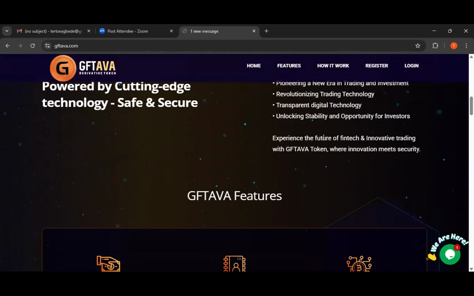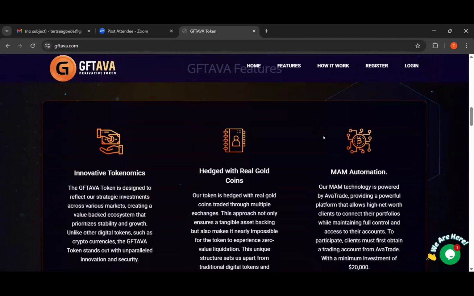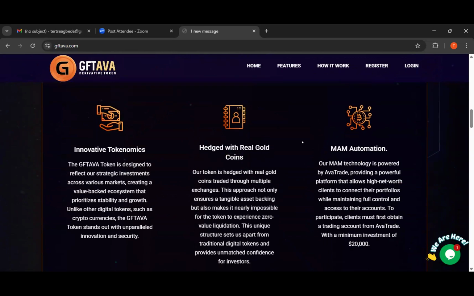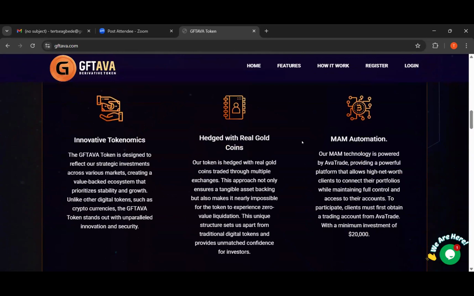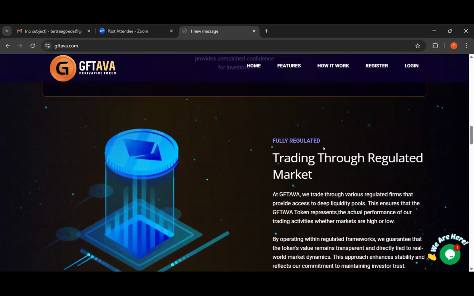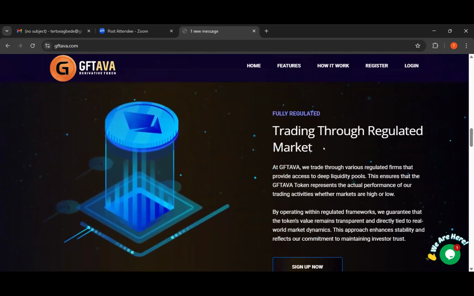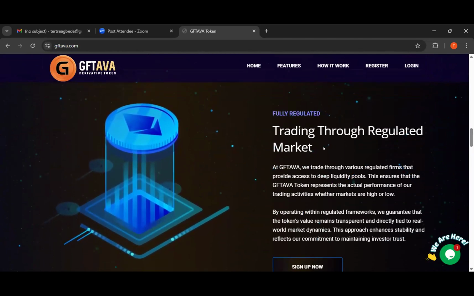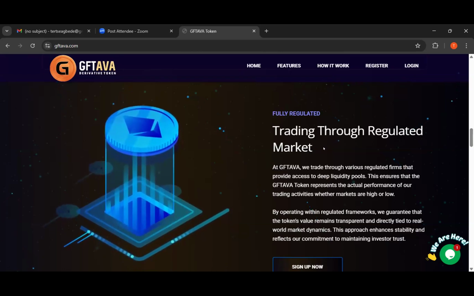So some of the features here are the innovative tokenomics, hedge with real gold coins, just like I mentioned, through our key partner LCFE, the MAM automation, which is the multi account manager automation. That's the MAM automation. Then, as you can see here, we're fully regulated through trading through regulated markets, where like I mentioned, we have various partners that assist in this trading.